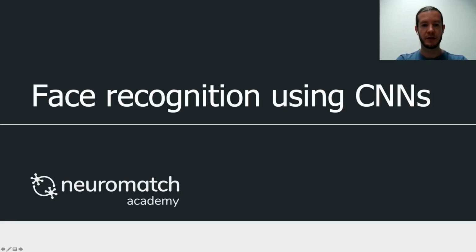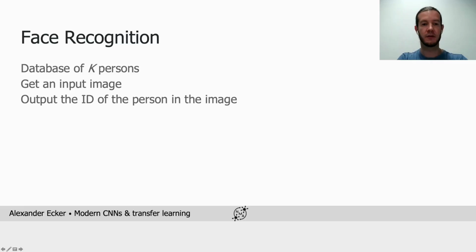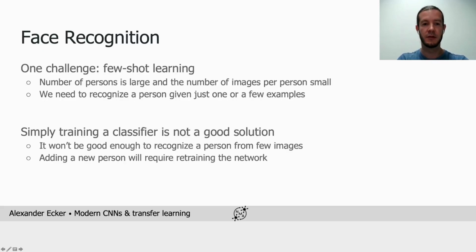Let's switch gears a bit and talk about a slightly different learning problem, face recognition using confidence. In face recognition, we're trying to solve the following problem. Suppose we have a database of people, and given a new image, we want to output the ID of the person that's shown in the image, or simply state that the person in the image is not part of our database.